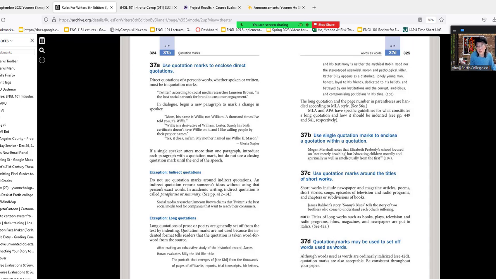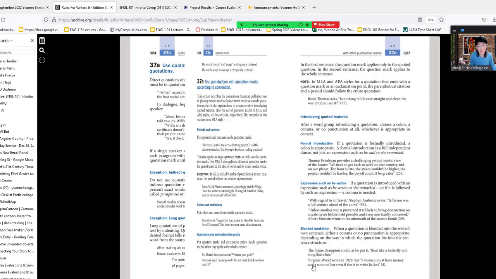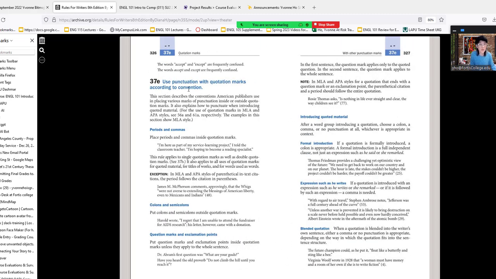Quotation marks may be used to set off words used as words. Although words used as words are ordinarily italicized, quotation marks are also acceptable. Be consistent throughout your paper. Use punctuation with quotation marks according to convention.